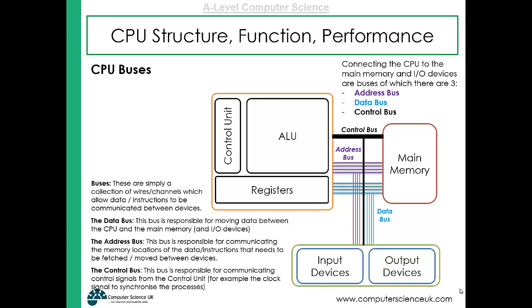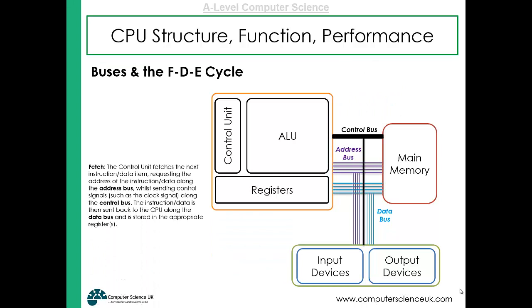And the control bus is responsible for communicating control signals, to make sure that everything in the CPU works in a synchronized manner. So the control bus will send out control signals, it will send out the clock signal, making sure that things are ticking over as they should.